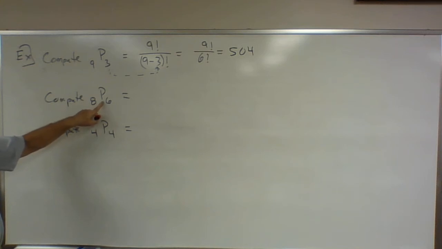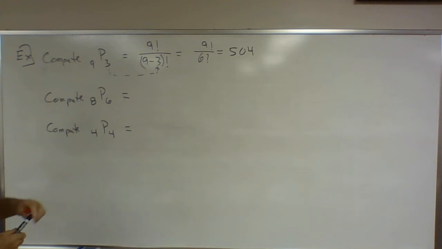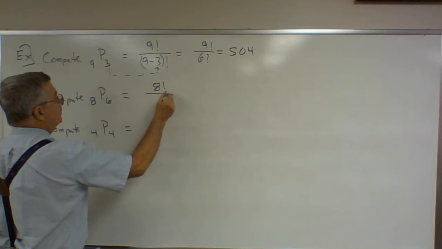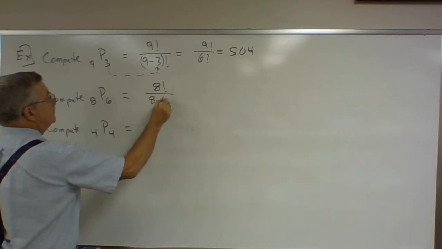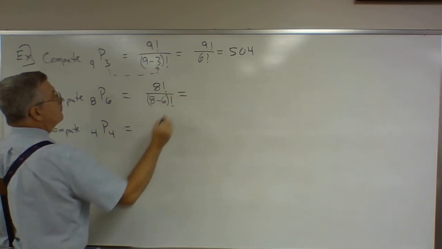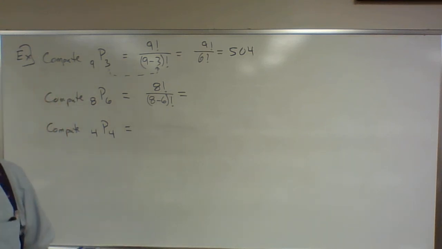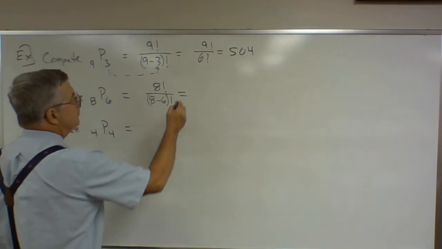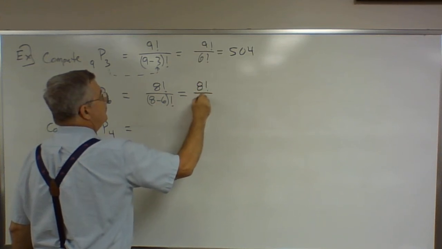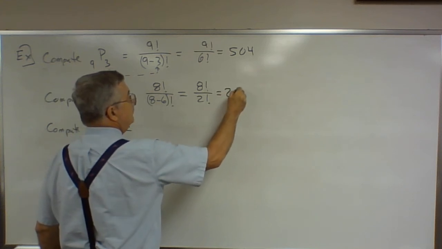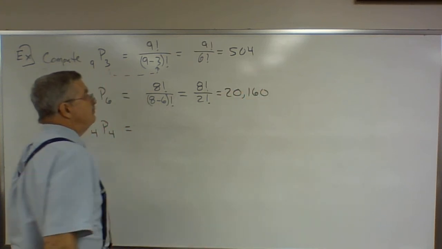Compute the permutation of 6 objects selected from a set of 8 objects. That's going to be 8 factorial over 8 minus 6 factorial. And the numbers that I got when I crunched this, let's see, this is 8 factorial over 2 factorial. So that's going to be 20,160.